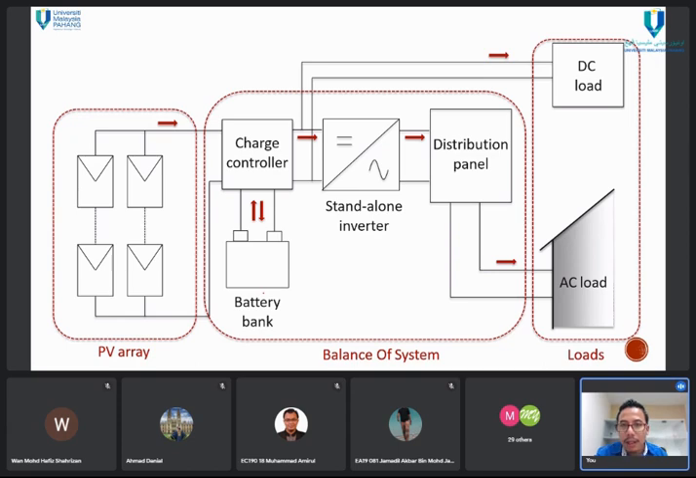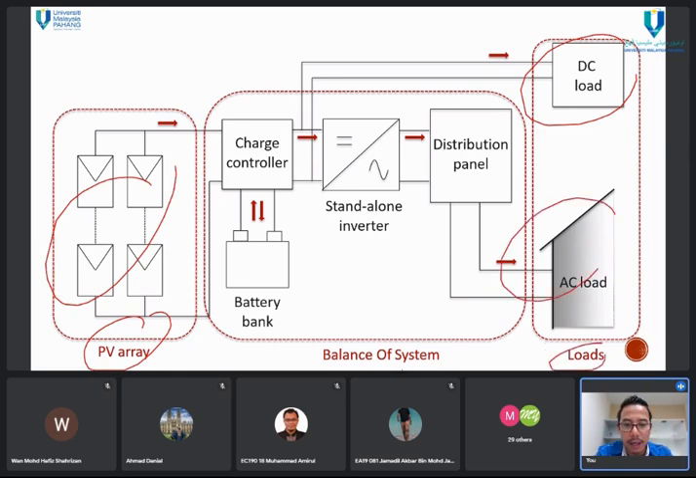This is a very simple structure. We have the PV array here, with the symbol of the PV array, and we have the DC load here. We have the AC load under the loads. Other than that is the balance of system, including the battery bank, charge controller, inverter and so on.